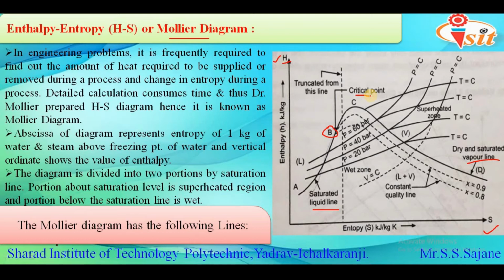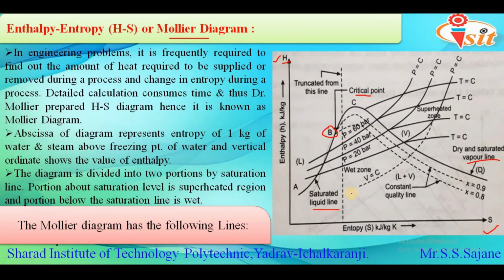Again the portion above the saturation line is the superheated region, and the portion below the saturation line we call it as wet region, or it is also called as two-phase region, since it is a combination of liquid plus vapor region, so we also call it as two-phase region.